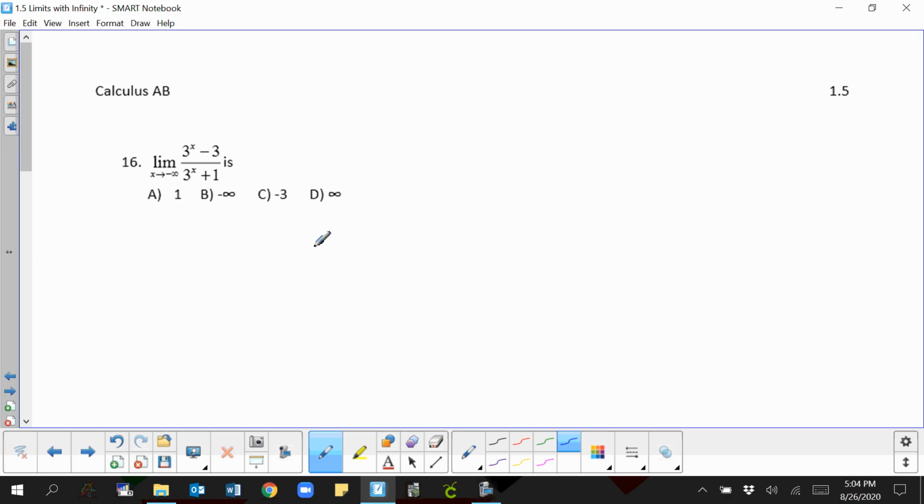And let's look at 16. This time the limit is going to negative infinity, and x is in our exponent, so we're going to look at the part without the x. So I've got a negative 3 over 1, which is just going to give me negative 3. So my answer for 16 is negative 3.